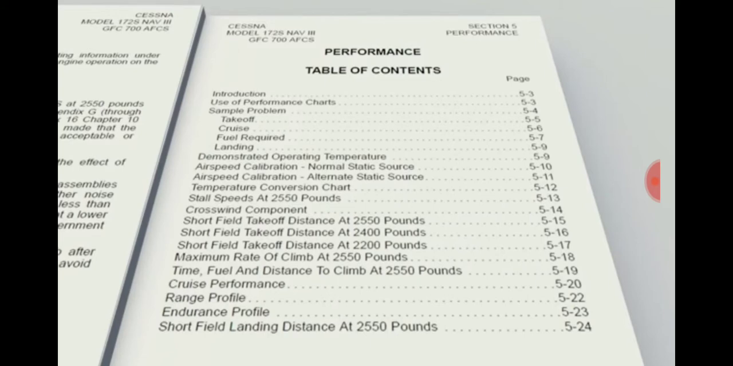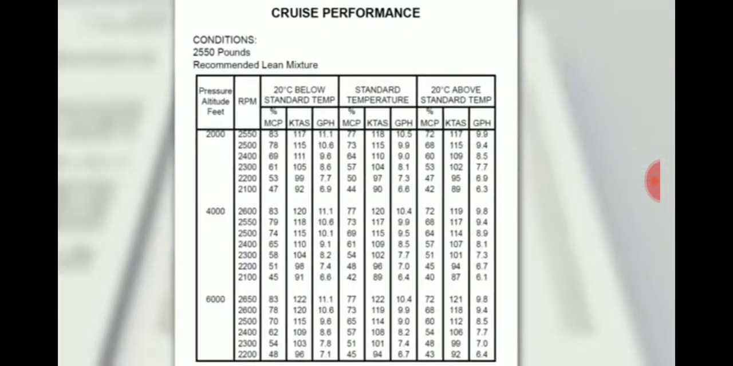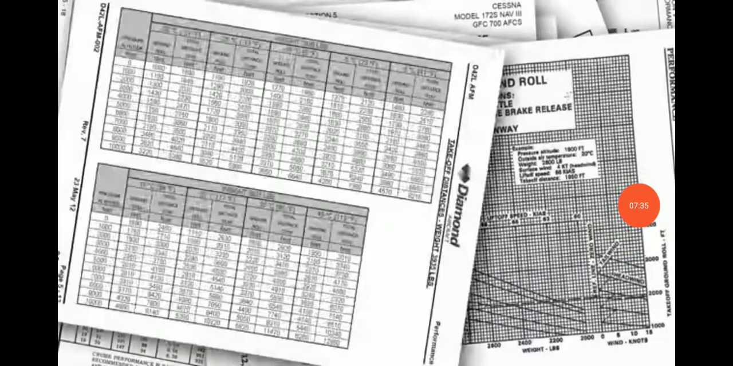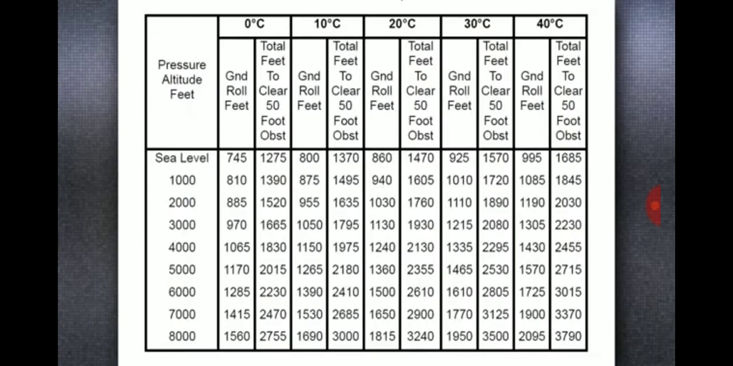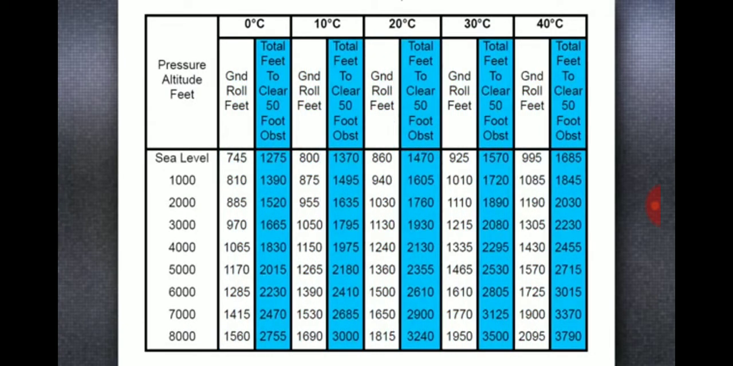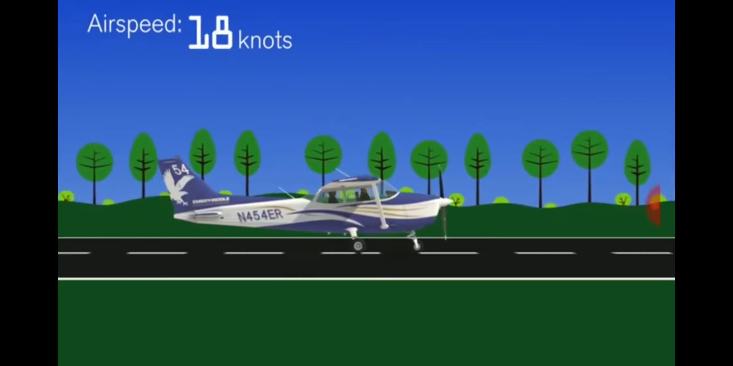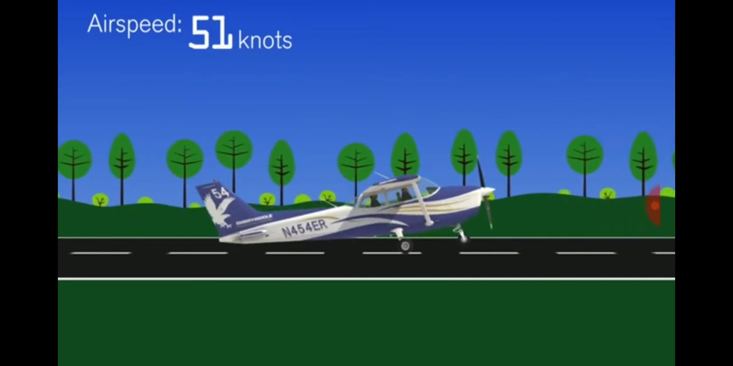The Pilot's Information Manual contains performance charts for the different phases of flight, including takeoff, climb, cruise, and landing. Remember that each aircraft manufacturer creates its own charts, so be sure to read the instructions before you actually use them. Let's start off by looking at the short field takeoff distances for 2,400 pounds. The distances shown are for ground roll and for clearing a 50-foot obstacle. The aircraft's ground roll is how far down the runway the airplane must travel to accelerate from a standing start to a rotation speed of 51 knots.